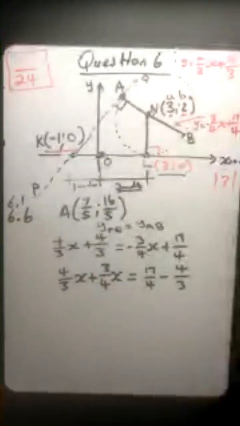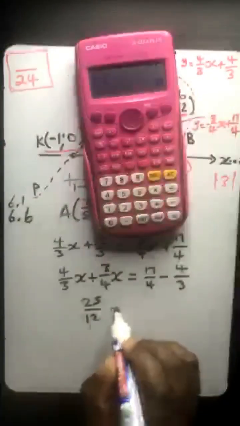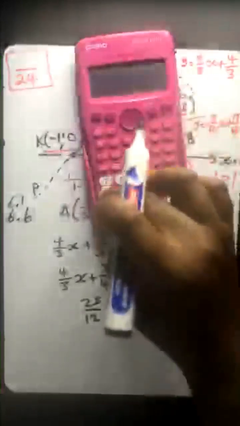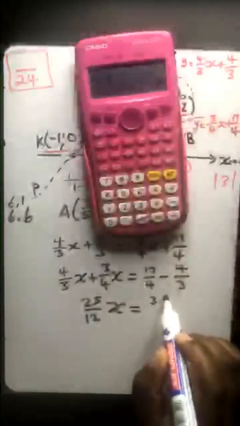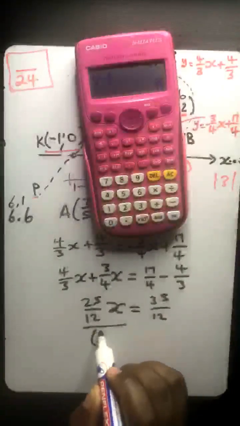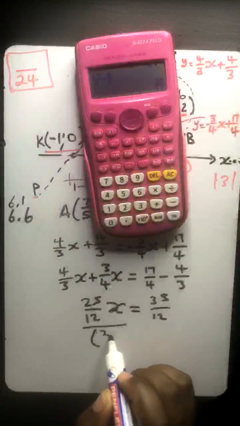So let's see, that plus that. What is that? You've got 4 over 3 of x. You plus it with 3 over 4 of x. I'm getting 25 over 12x, which is, what are those? 17 over 4 minus 4 over 3. I'm getting 35 over 12. So I can just divide by that on both sides.